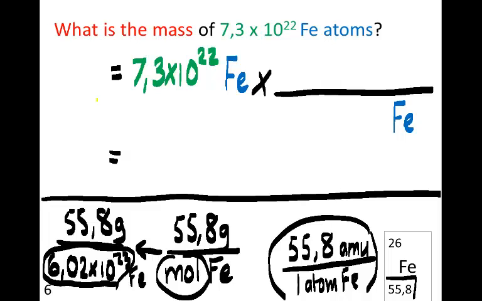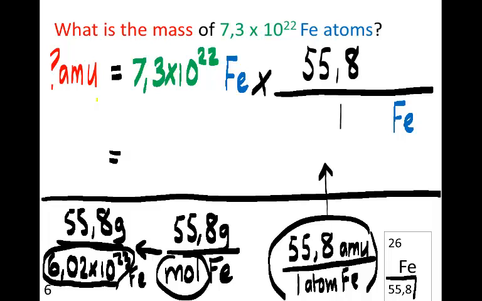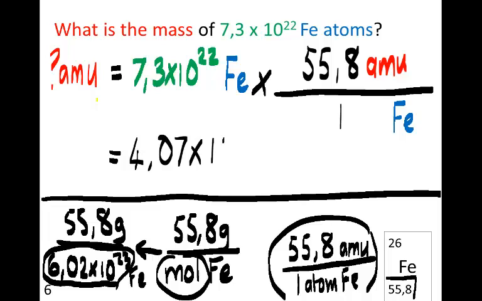Now let's change that. Let's interpret this question, instead of being what is the mass in grams, to rather be what is the mass in atomic mass units. How many amu is 7,3 times 10 to the power 22 iron atoms? So now we're going to use this unit conversion over here. 1 iron atom has a mass of 55,8 atomic mass units. 7,3 times 10 to the power 22 multiplied by 55,8 is equal to 4,07 times 10 to the power 24 atomic mass units.